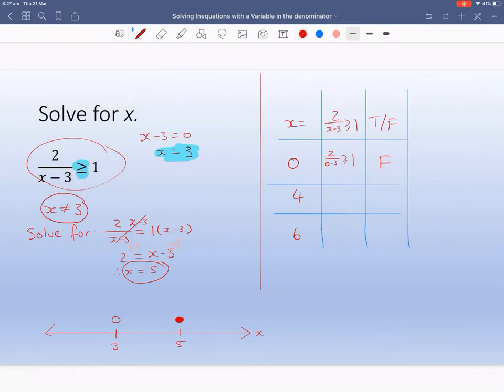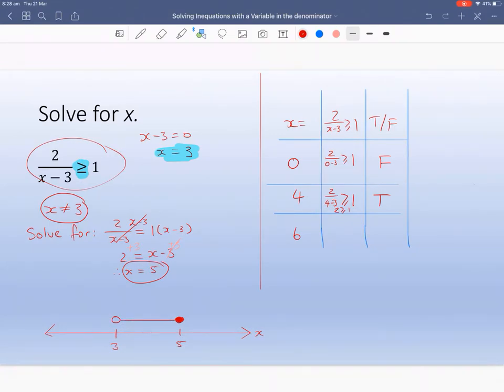All right? Now let's try in the 4. 2 over 4 minus 3. 4 minus 3 is 1, isn't it? So that's going to be 2 over 1. Is that greater than or equal to 1? Yeah, it is. So it's true. Okay? So that means that this value exists there. All right, so we draw a line.